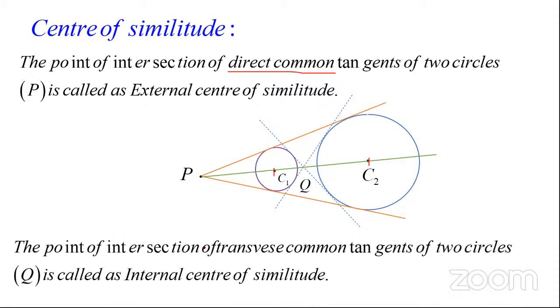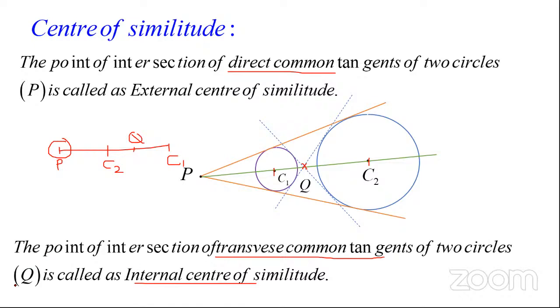The point of intersection of transverse common tangents of two circles is called the internal center of similitude. These dotted lines are the transverse common tangents. If this is C1 and this is C2, here P is there and Q is here. P is the external center of similitude, and Q is the internal center of similitude.